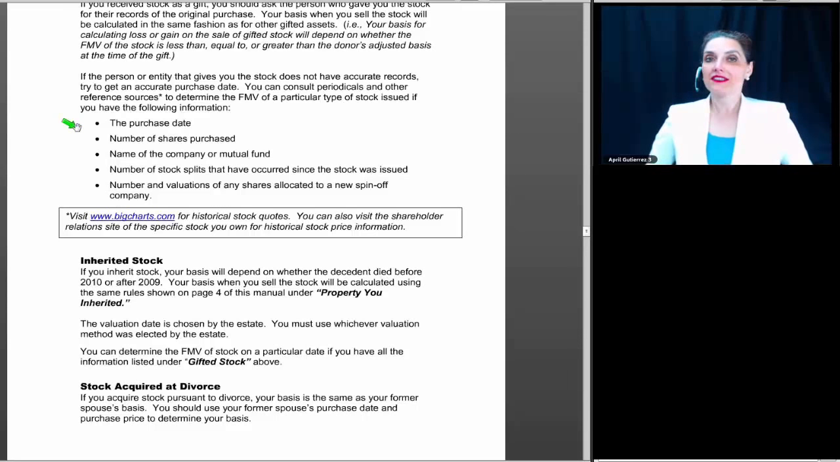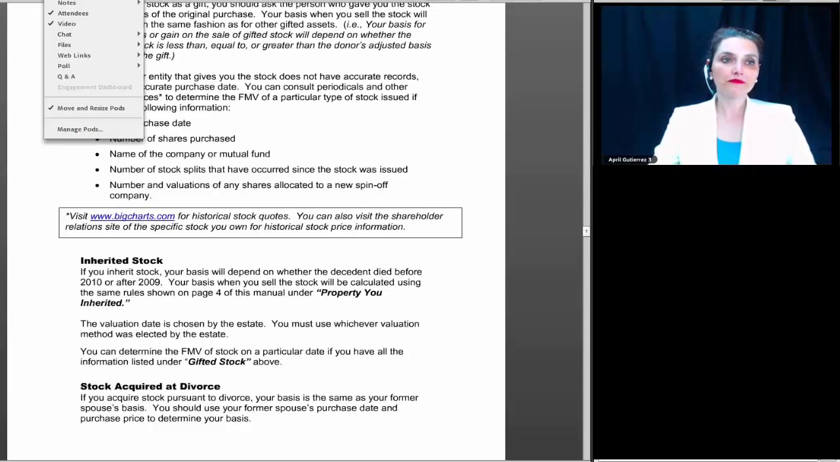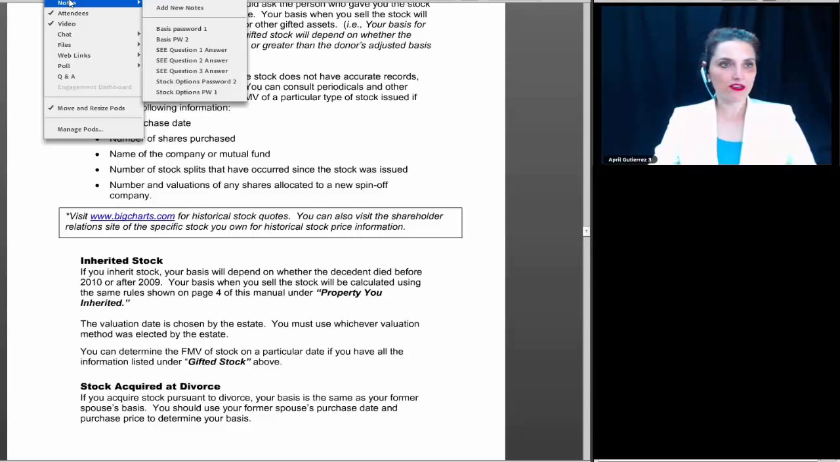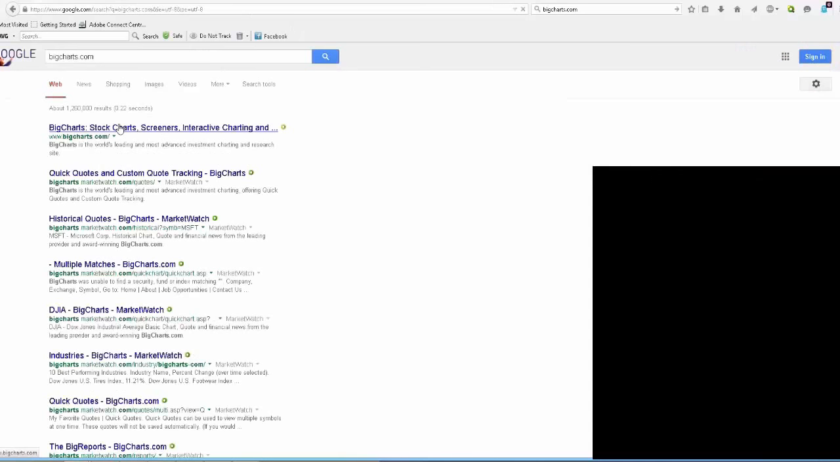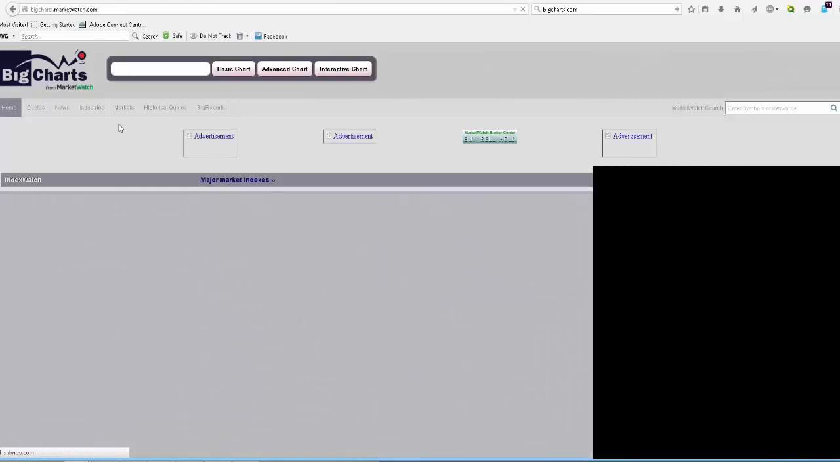Now, these days it is easier to look up stock basis or to look up pricing of stock on certain dates. And you can do that by visiting bigcharts.com. I have a link in the manual here for you. But I'm going to take you to bigcharts.com just for a minute here. There's not a tax season that goes by where I don't visit this website frequently.